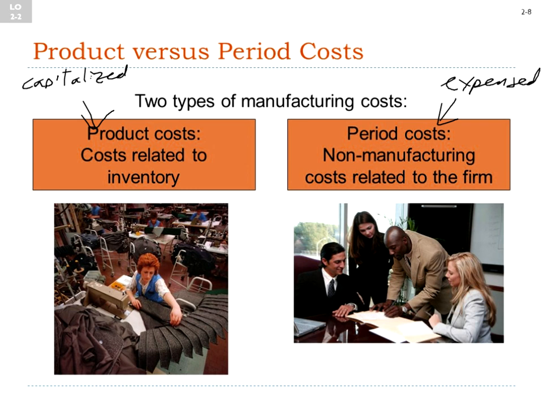So here it shows you, I guess, a boardroom. Maybe they're the executives of the company or the salespeople. Those aren't capitalized. Those are going to be expensed as incurred. So again, a product cost is capitalized. A product cost is also referred to as a manufacturing cost, or you might see it called an inventory cost because it's included in your inventory amount. And then a period cost is a non-manufacturing cost. So again, a product cost is capitalized. A period cost is expensed.